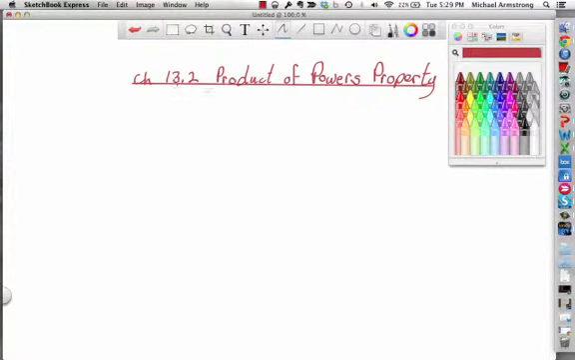Okay, chapter 13.2, product of powers property. So a product is a multiplication, so we're going to be multiplying powers. Okay, so this is supposed to be an arrow. Yes, it's not very good.